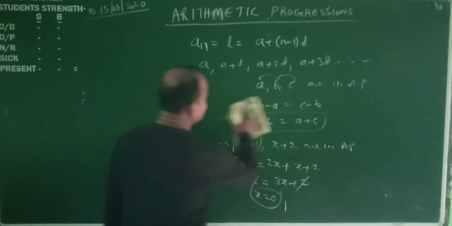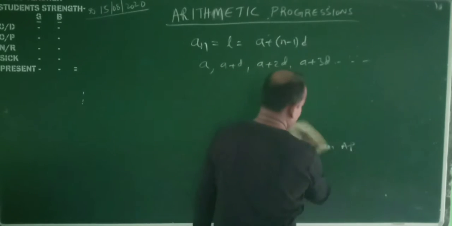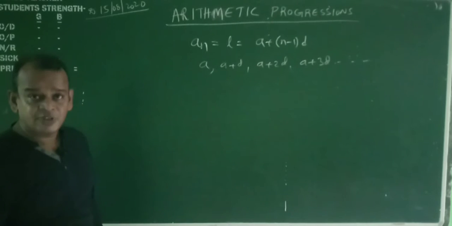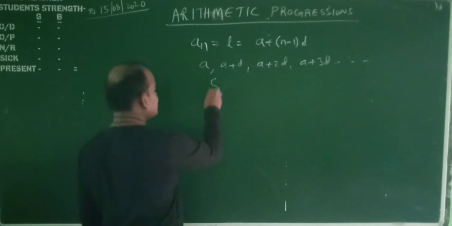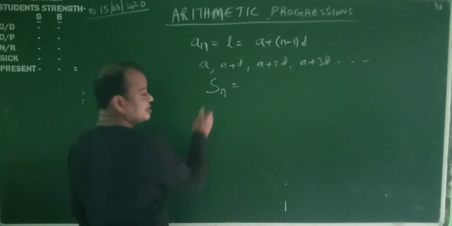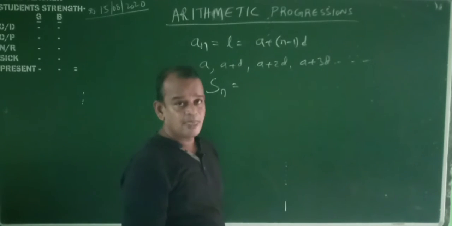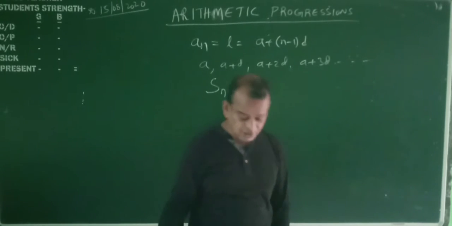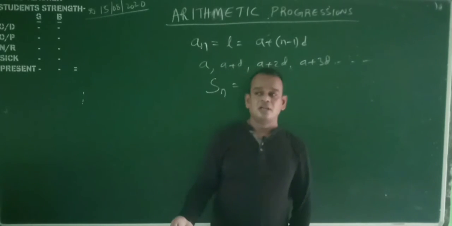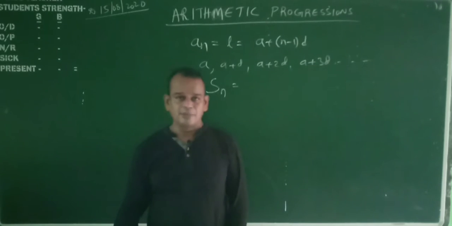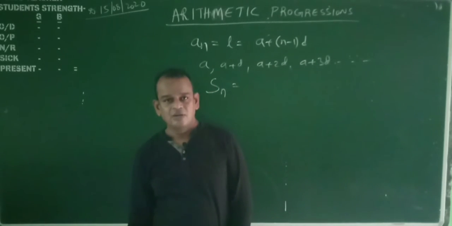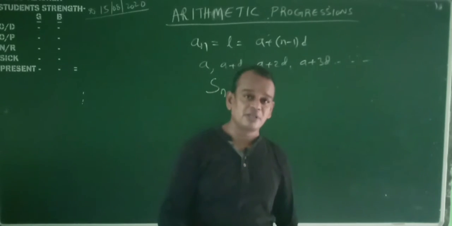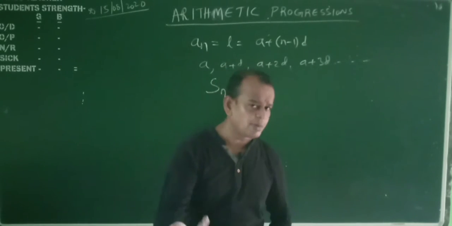Next, what did we learn yesterday? This is one formula: a, b, c are in AP means 2b equals a plus c. Next, the sum of n terms in AP, the formula S_n. The sum of n terms means, for example, the sum of the first 100 natural numbers, the sum of 50 even numbers, or from 1 to 100 the numbers divisible by 5: how many numbers are there, then find the sum. Those types of questions are asked.